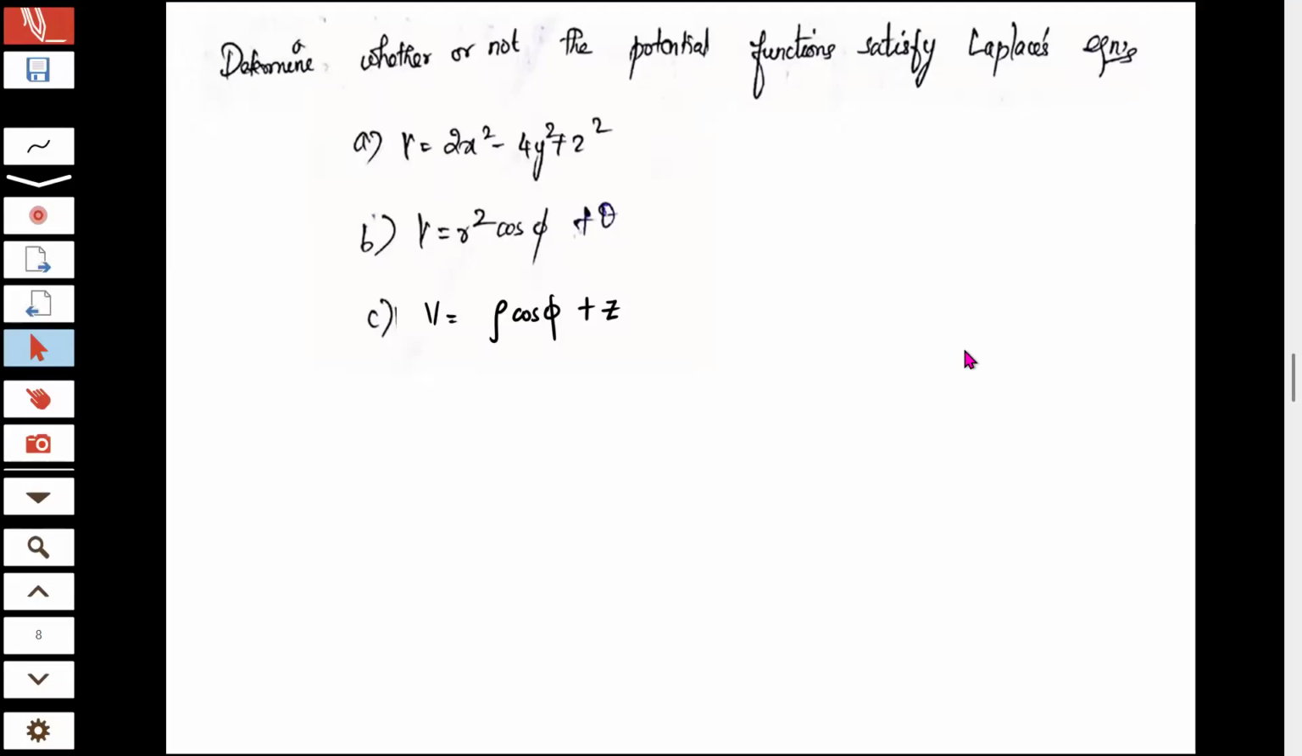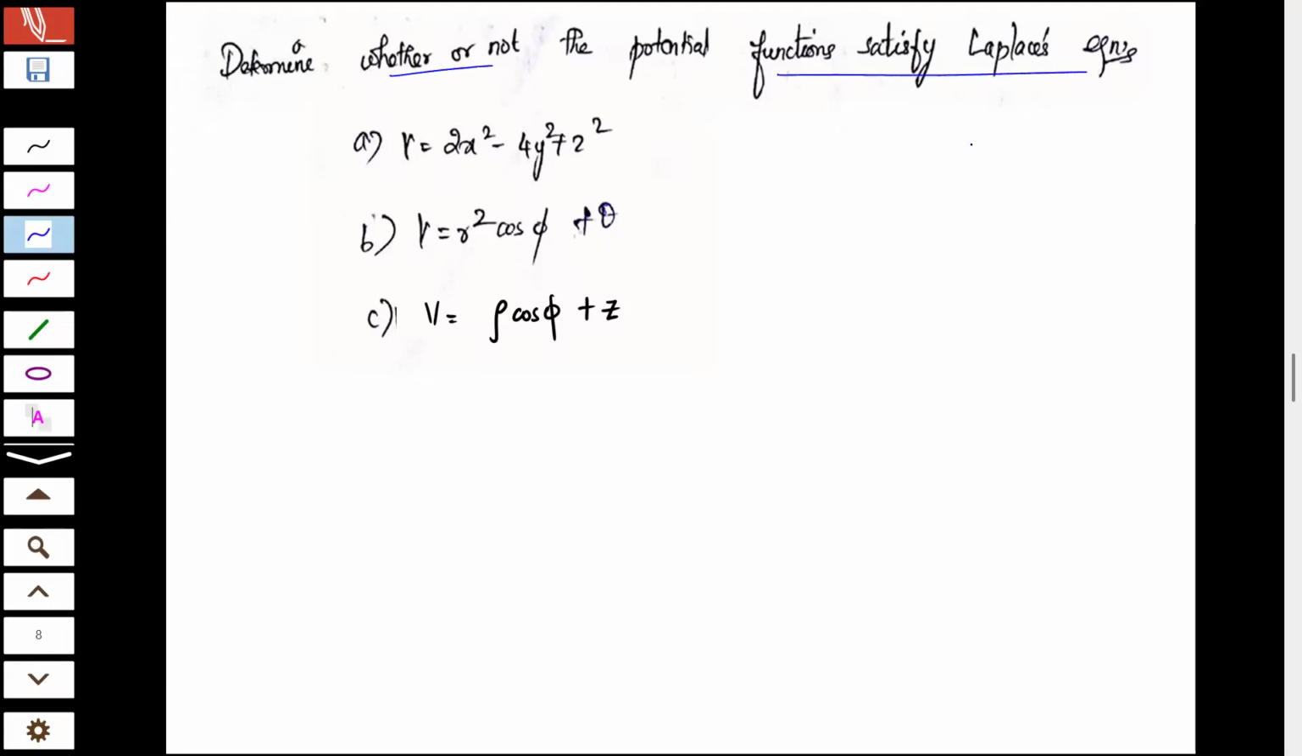Hello everyone. Let us solve some numerical problems based on Laplace equation. In this question, it is asked to determine whether or not the potential function satisfy Laplace equation. First, let us understand Laplace equation is del square v equal to 0. This del square v can be written in each of the coordinate system depending on the potential function.